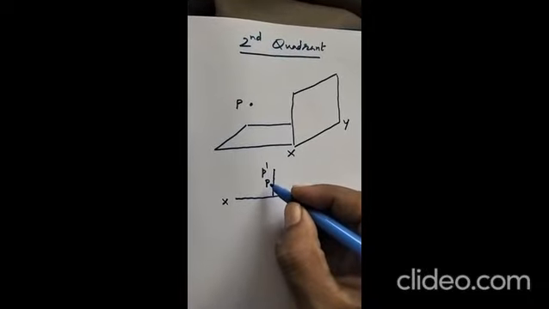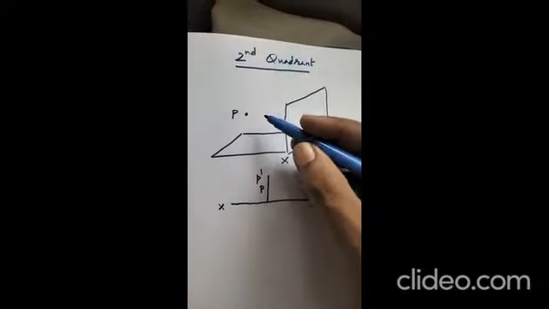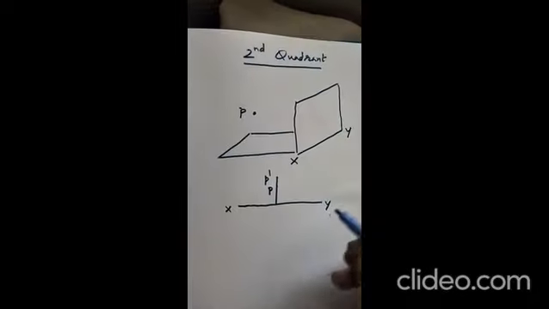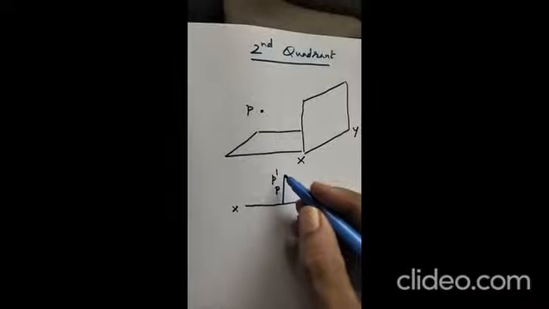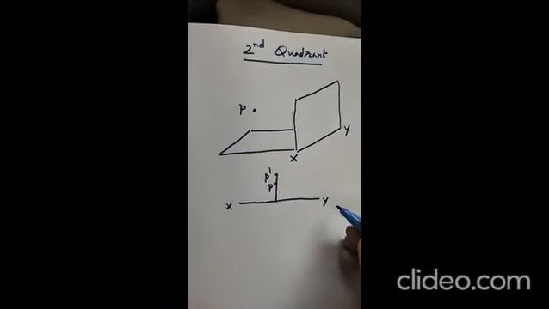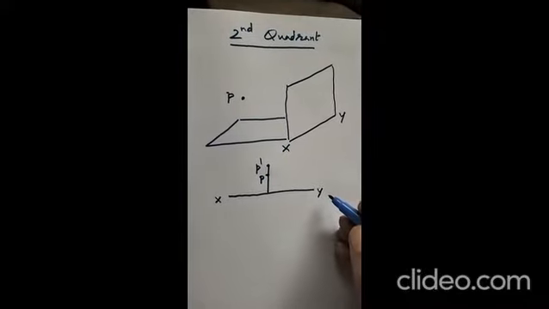All these are small letters, whereas in the original question it will be capital P, the point capital P. So thus we get the front view and top view both above XY in the case of the second quadrant.